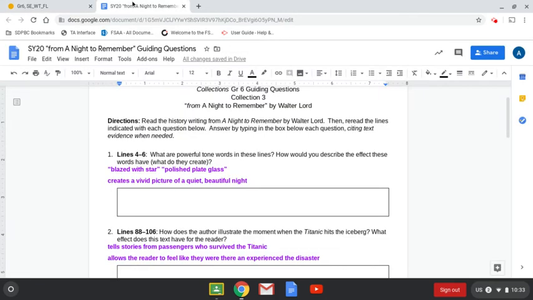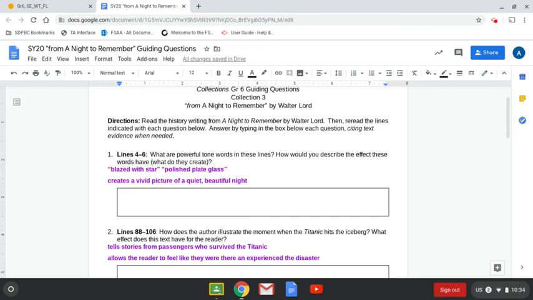Now it wants me to ask myself, what are the powerful tone words in these lines? How would you describe the effect these words have? So what do they create is what they want to know. There are 2 parts to these questions, my friends. What are the powerful tone words? And how would you describe the effects that the words have?